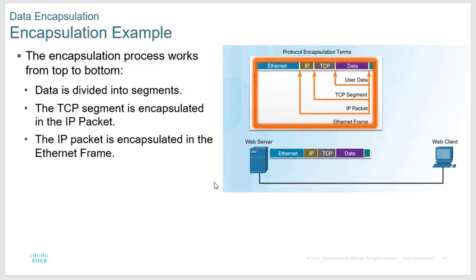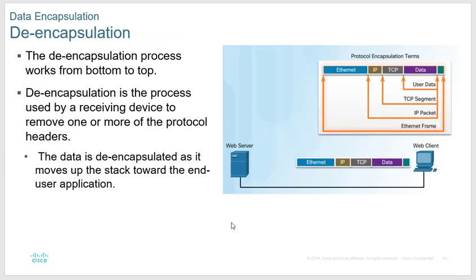All right, so don't forget, encapsulation is working our way down from the top to the bottom through the OSI model and adding addressing information. Decapsulation is when I'm working the other way, from the bottom to the top, and I'm removing that stuff so I can actually use the data.